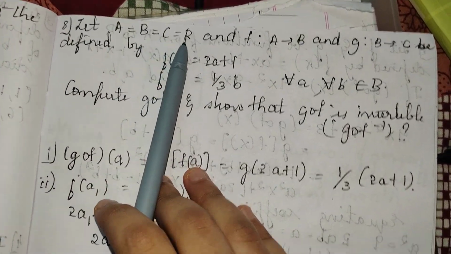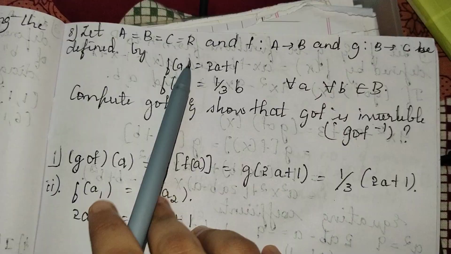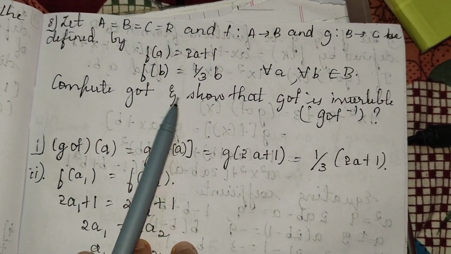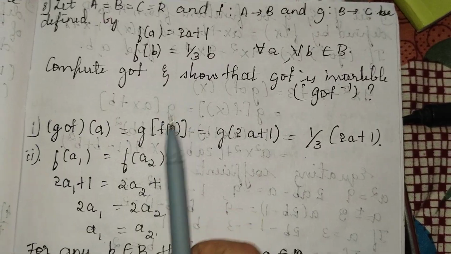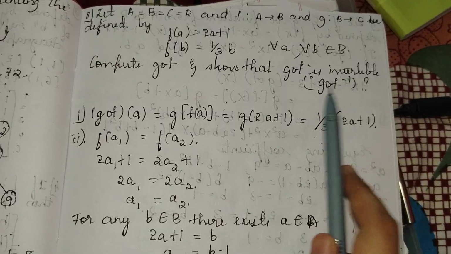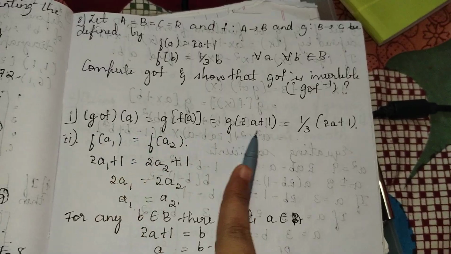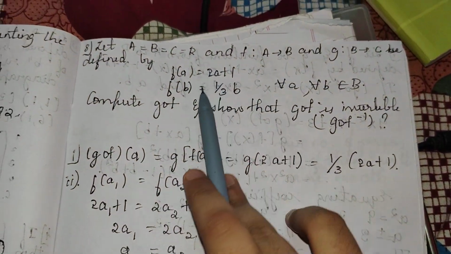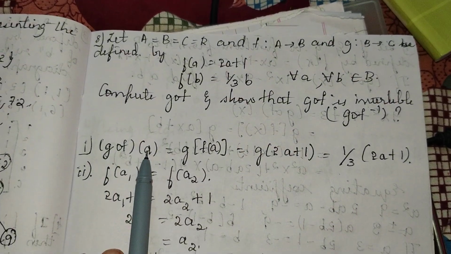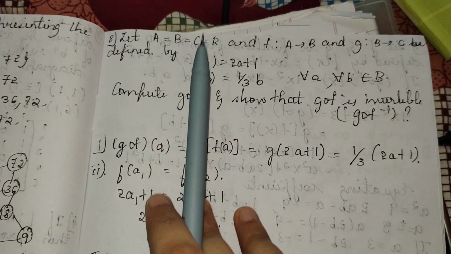Okay, they have told ABC is equal to R, and they have told that these are the two equations which are defined. We have to compute the value of this. It's very simple. First of all, we have to show that it is invertible. In order to show it as invertible, we have this formula. Before finding invertible, let us do this part. FA and FB are given, right? This is the standard formula. Firstly, what they have asked us to compute is GOF. We'll do that.